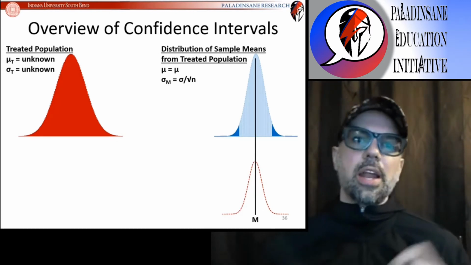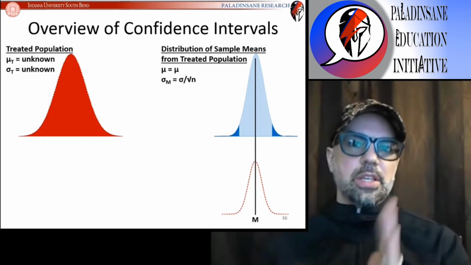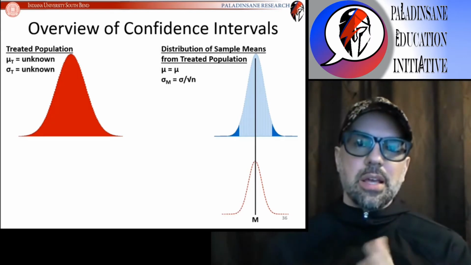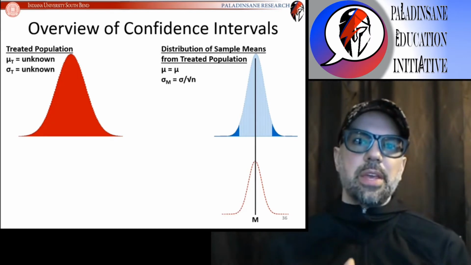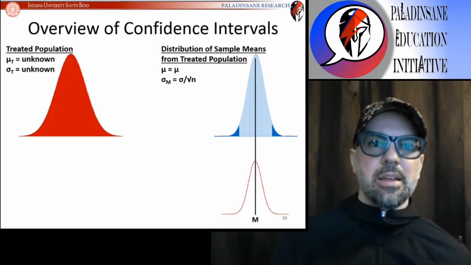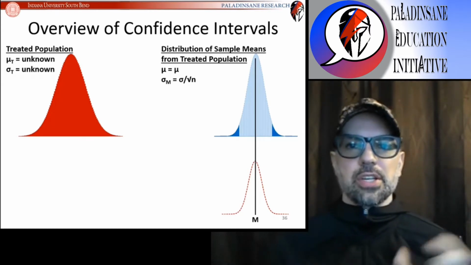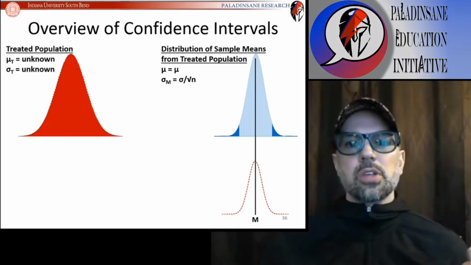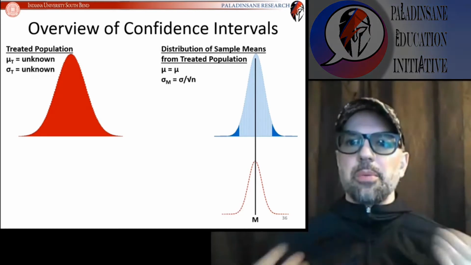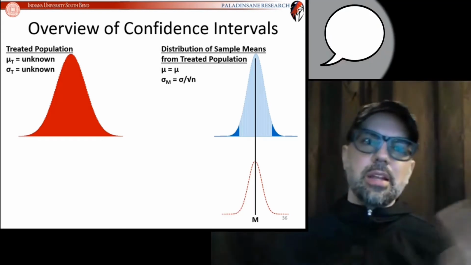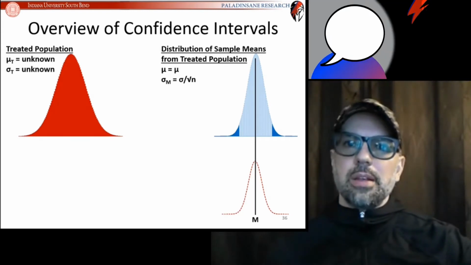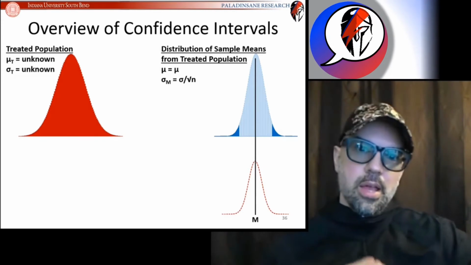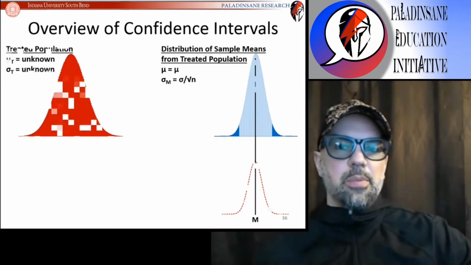Now, before we go on, I just want to remind you that we're doing this through the distribution of sample means, because the distribution of sample means has the same mean as the treated population. So those two means are exactly the same. That's part of the central limit theorem. So if we can get that distribution of sample means mean estimated, we've estimated the population mean as well. All right, so concentrating on that distribution of sample means.